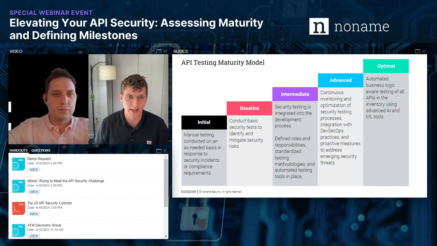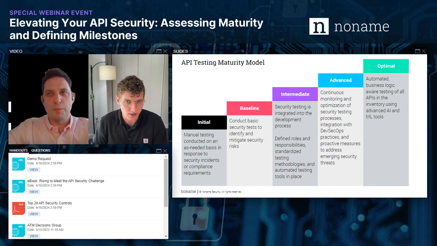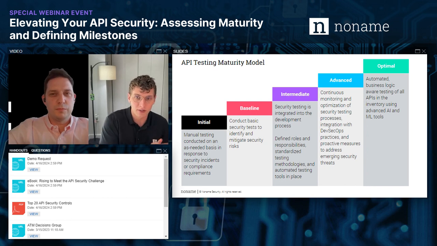And finally, gold standard, the optimal level. So we are looking at complete automation with a high degree of confidence in the issues. So we're not only testing APIs in development, we're testing those APIs that are in your inventory. And of course, all the testing is based on the fundamental understanding of the underlying API business logic that is actually powering those APIs themselves.